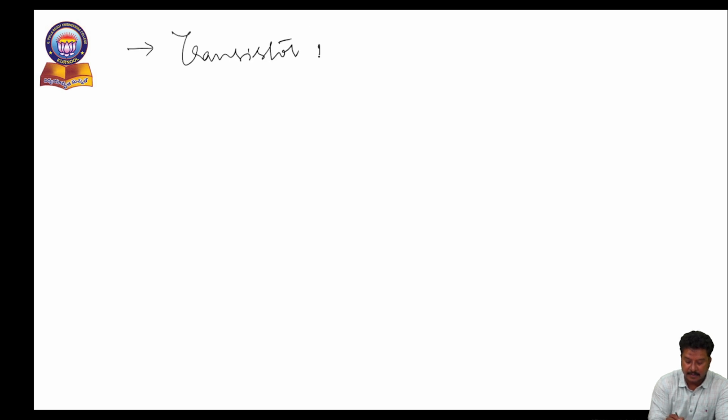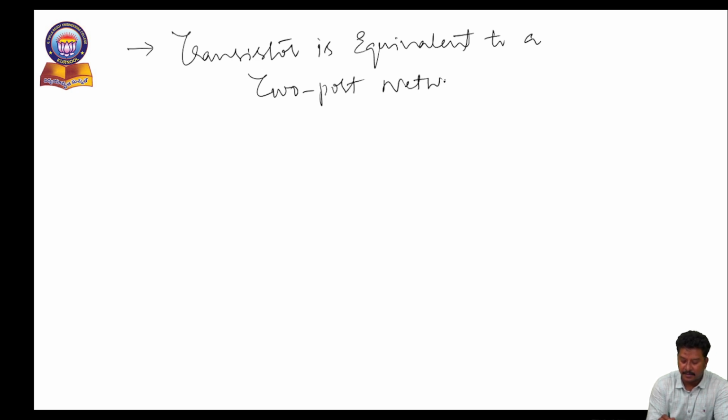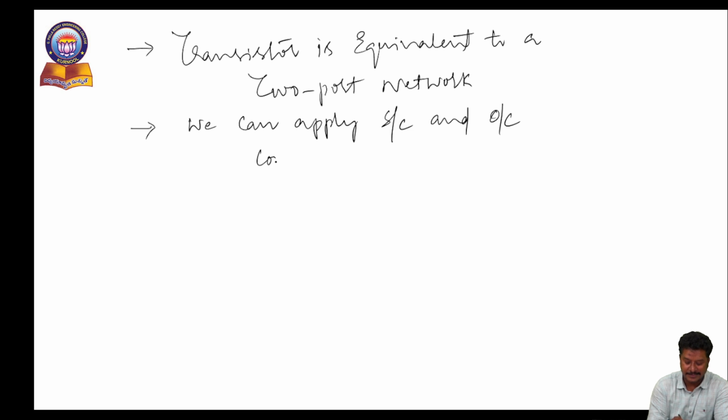Transistor is equivalent to a two-port network. If you are not considering the transistor as equivalent to a two-port network, it's very difficult for us to find out the internal behavior of a transistor. What is the major advantage if you consider the two-port network? We can apply short-circuited and open-circuited conditions easily.